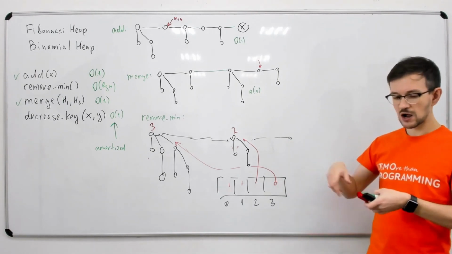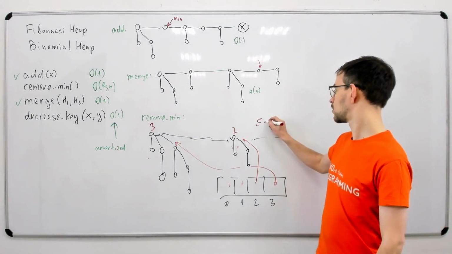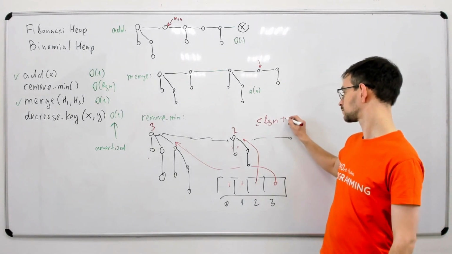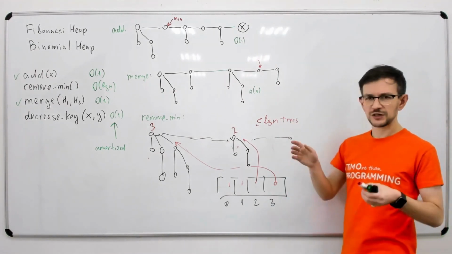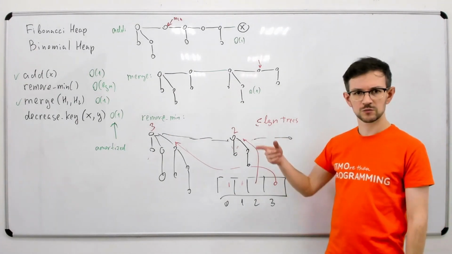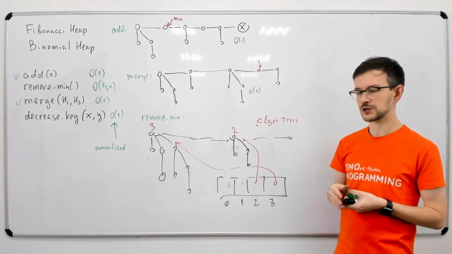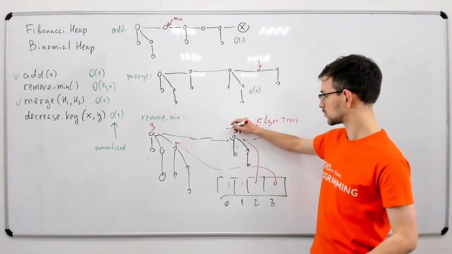Here you have no more than log n trees. So you can just iterate over all the roots and find the minimum. Just naively iterate over all roots and find the next minimum element.